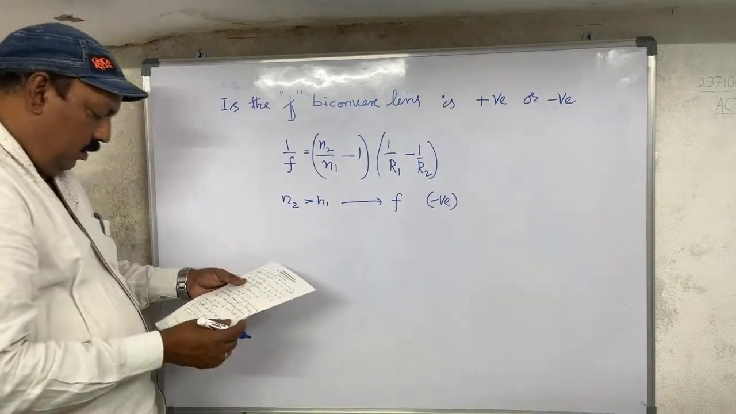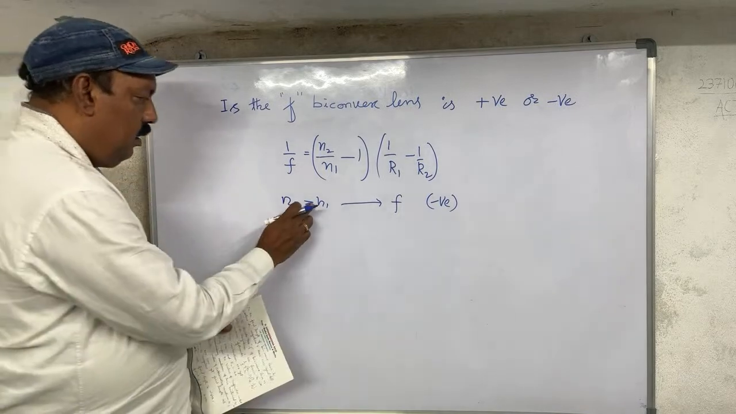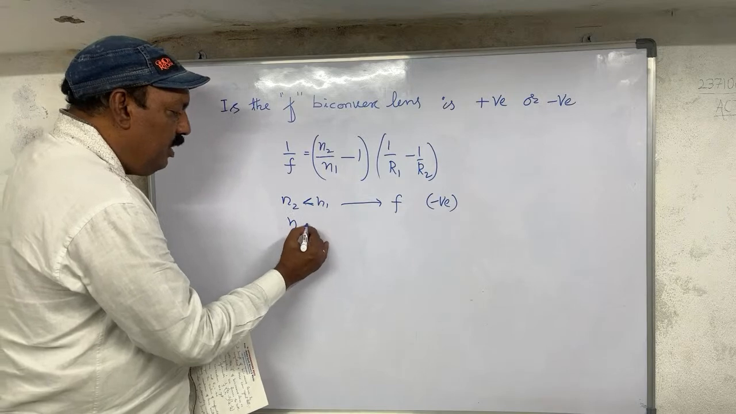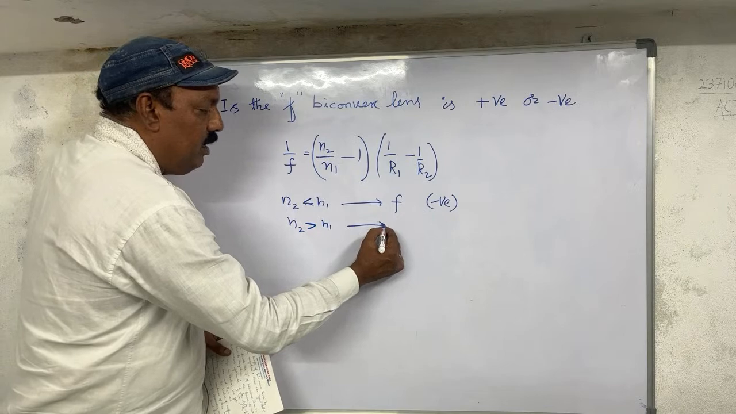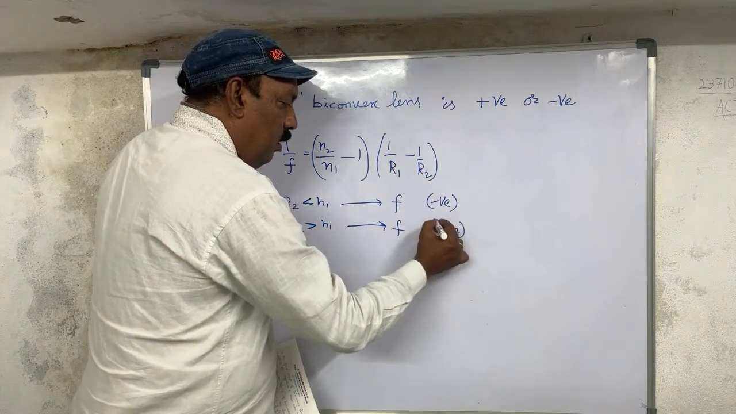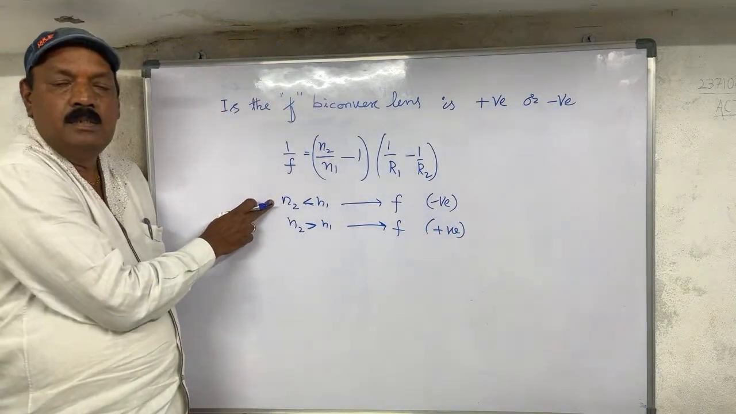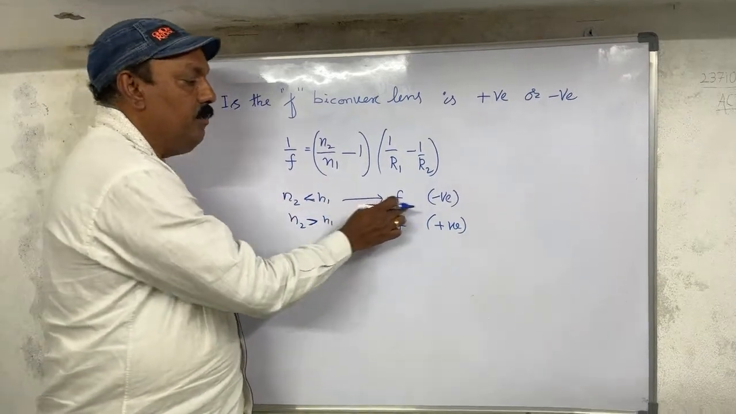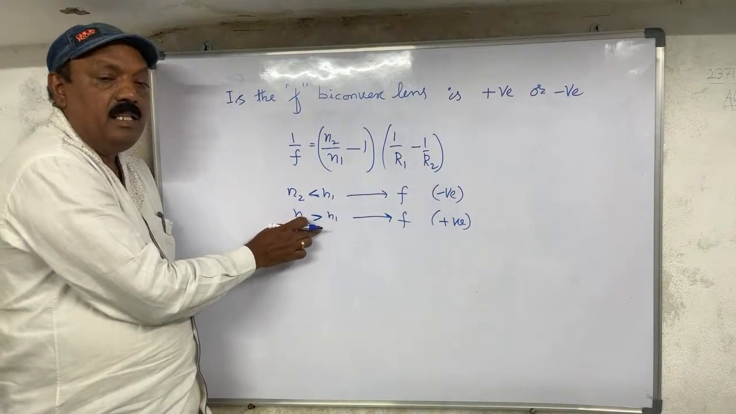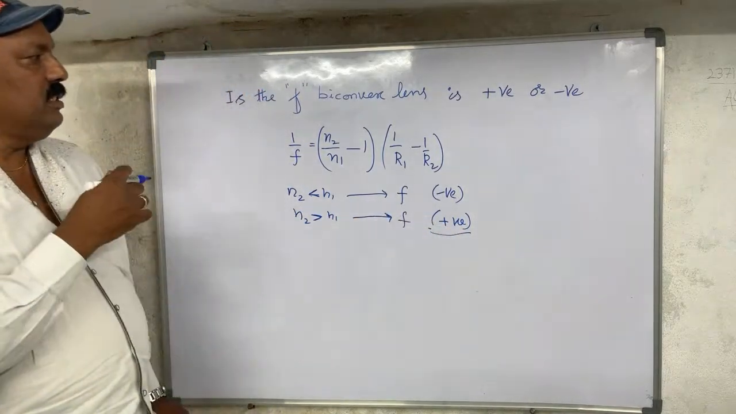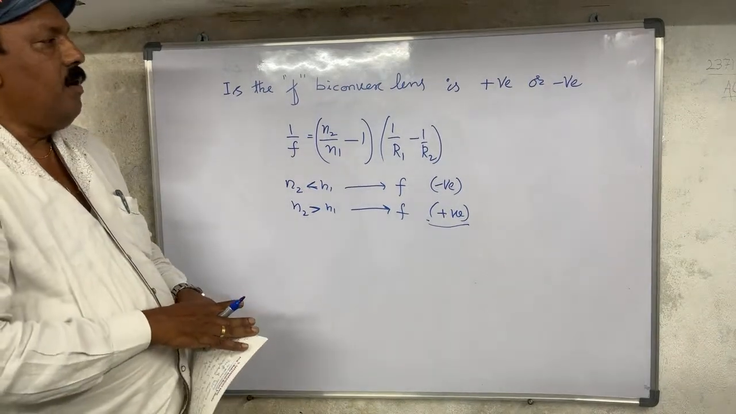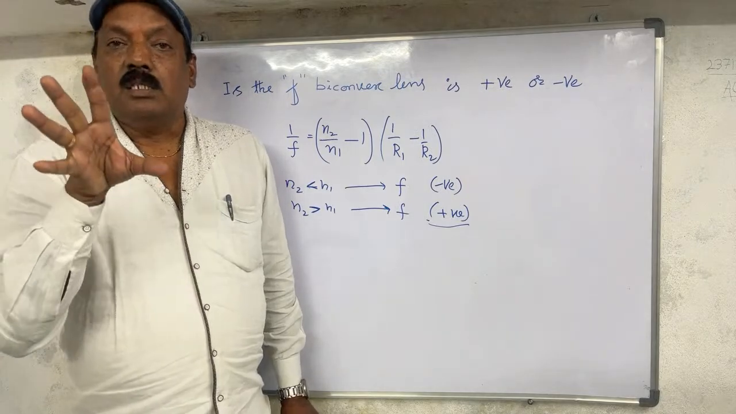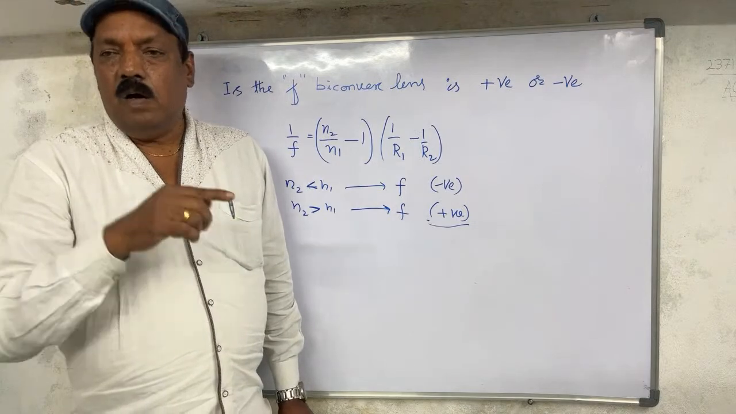If N2 is less than N1, we have to take it as negative. If N2 is greater than N1, it should be taken as positive. I will repeat that once again. If the refractive index of the glass is less than the refractive index of the air, the focal length should be taken as negative. If the refractive index of the glass is greater than that of the air, the focal length is taken as positive. This is the way we find out whether the focal length is negative or positive. That means the focal length depends upon the surrounding medium, whether it is air or glass, air or water.